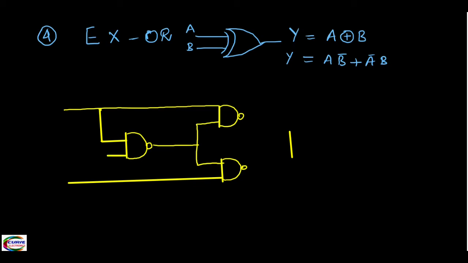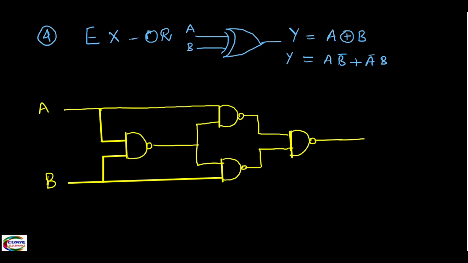It is taking a little time because of my drawing. Okay, now this is our A, B and this is the final one, right? This is our A input and this is our B input, and from here we have to connect to the final gate. So using 4 NAND gates we have made the XOR gate.